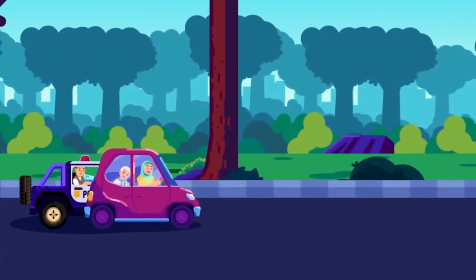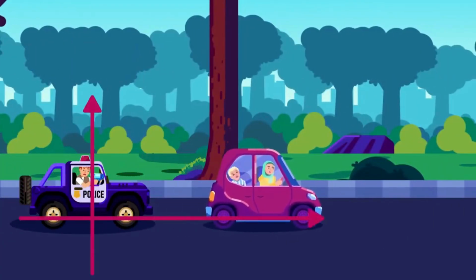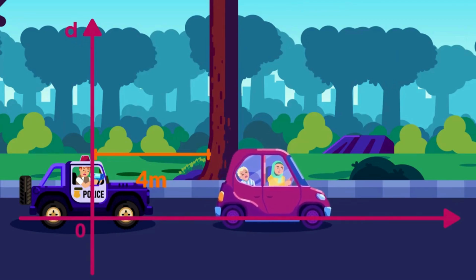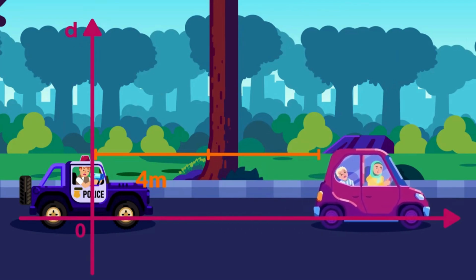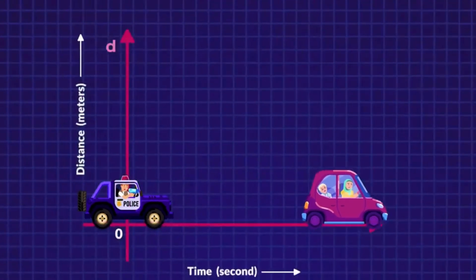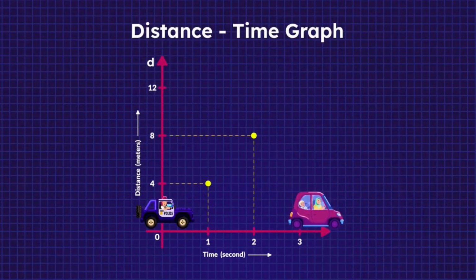If we choose the police patrol as the reference point, where the distance, d, is 0, then after 1 second, the car has moved 4 meters away from the police. The next second car is 8 meters from the police patrol, and so on. In the graph, this data is shown as small dots at the intersection of the distance and time axes. As you see, the graph slopes up, indicating the increase of distance.